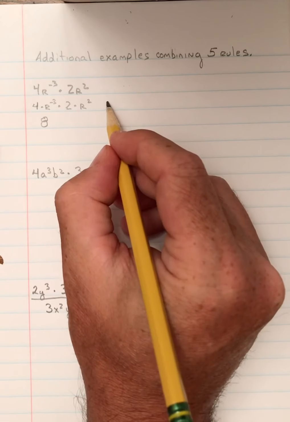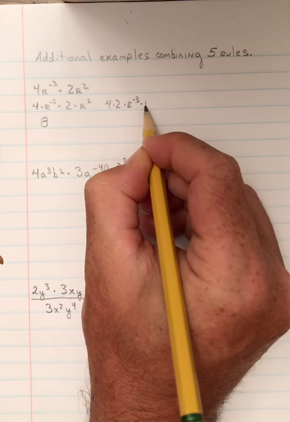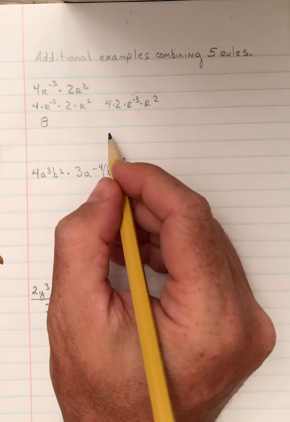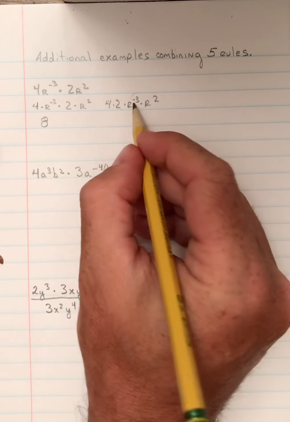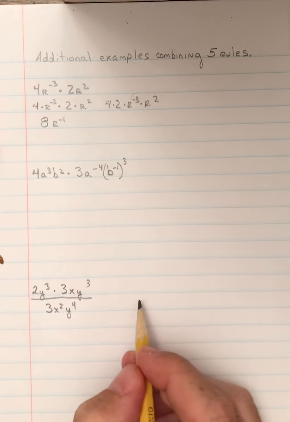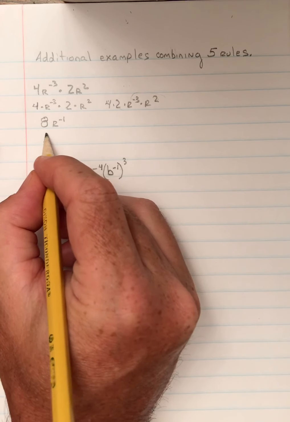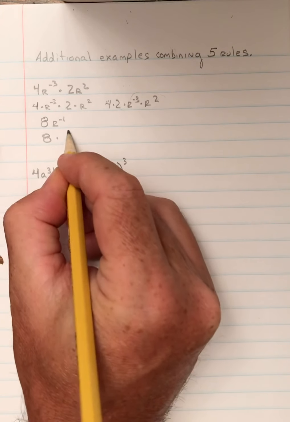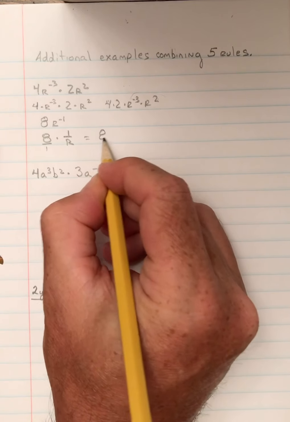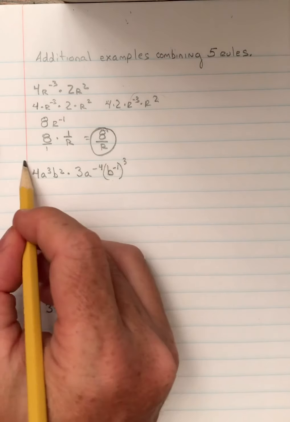So if I rearrange this into saying 4 times 2 times r to the negative third times r to the second, I can combine these two. Okay, so if I add these two, this is r to the negative 1 power, so that's going to end up being 8 times 1 over r. And if I put this over 1, this becomes 8 over r. That's simplified.